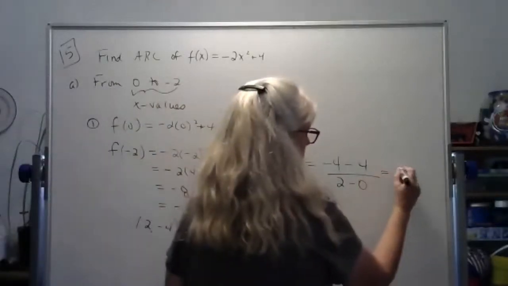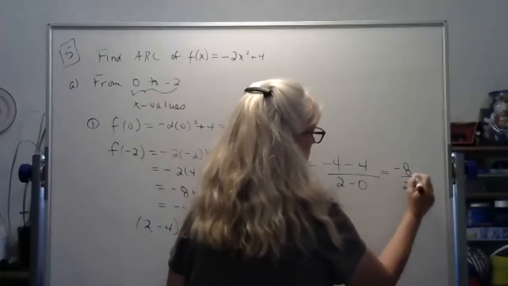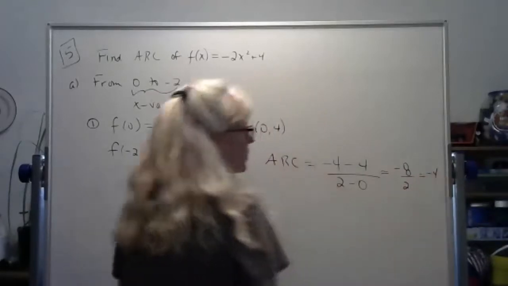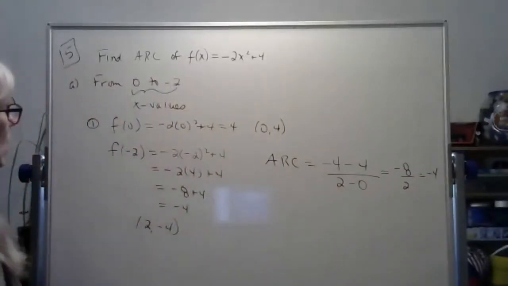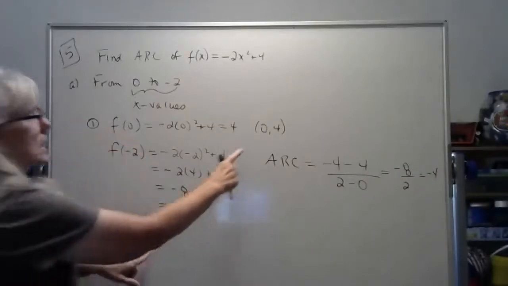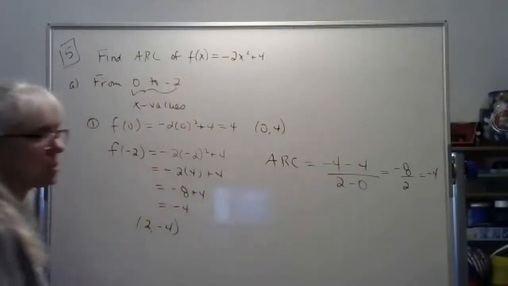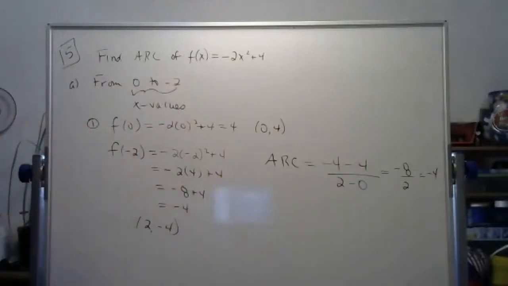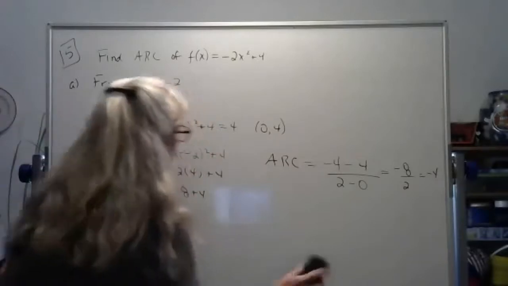So again, I have this negative 4 minus this 4 over this 2 minus this 0. Now we're down to the arithmetic. That's negative 8 over 2, which gives me negative 4. If I were to graph this and plot these 2 points, I would see that the slope of the line connecting them is negative 4. It just tells me what that slope is connecting those 2 points. Comments or questions about that? Makes sense. Okay.